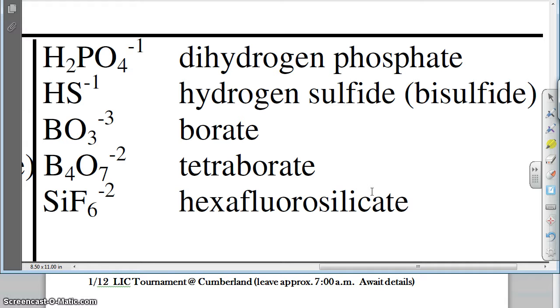These 5 are dihydrogen phosphate, hydrogen sulfide, borate, tetraborate, and hexafluorosilicate. Really, on these, there's not a whole lot new going on. Start with the low-hanging fruit.